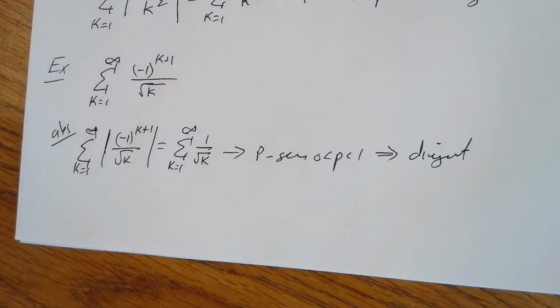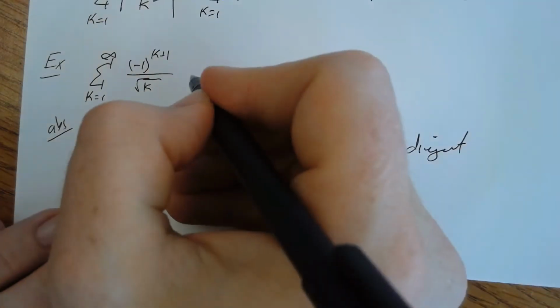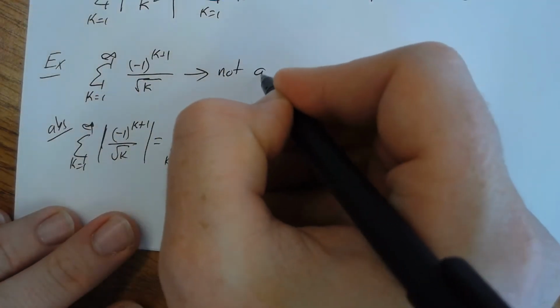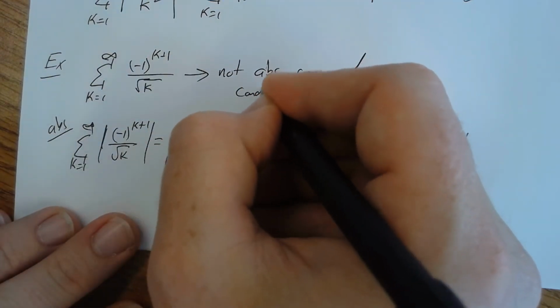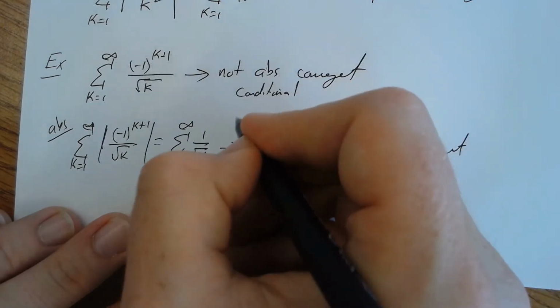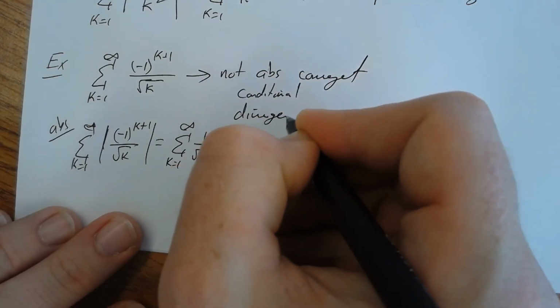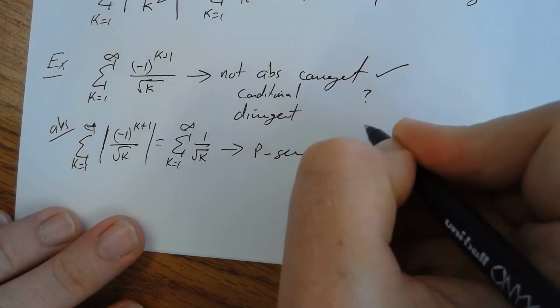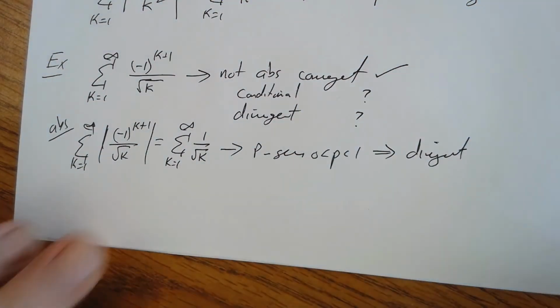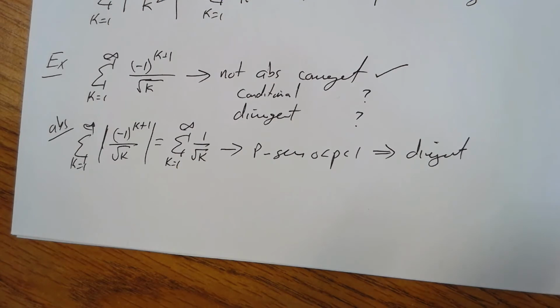So what does this tell us? Let's be very clear about this. I know for a fact that this is not absolutely convergent. That does not tell me anything about conditional, and it doesn't tell me anything about divergent. So I'm going to say not absolutely convergent, check. I'm going to put a question mark here on conditional and a question mark here on divergent, because I don't know. It could still be conditionally convergent. It could be outright divergent.